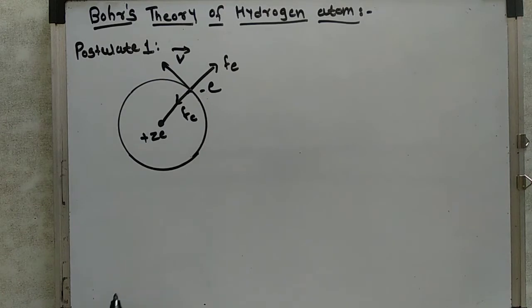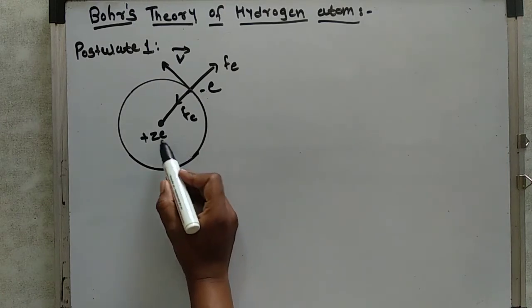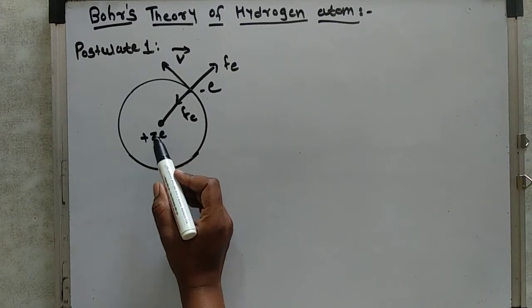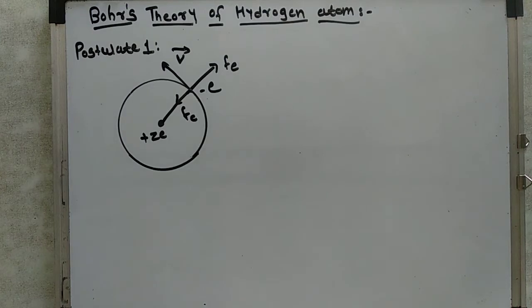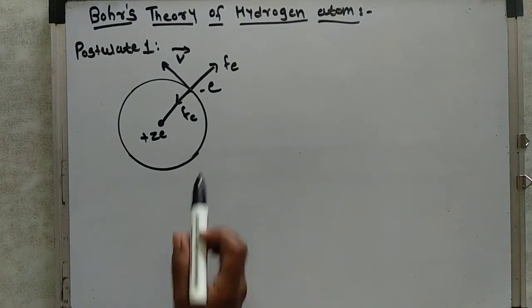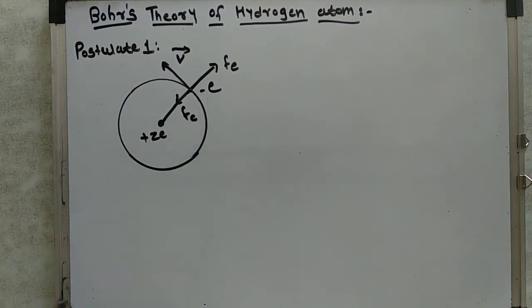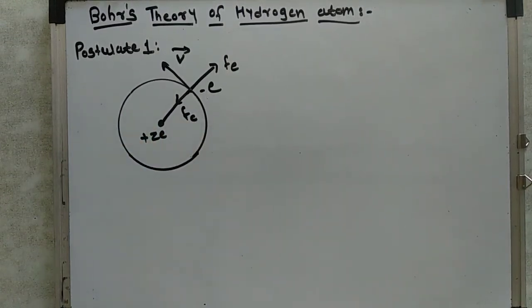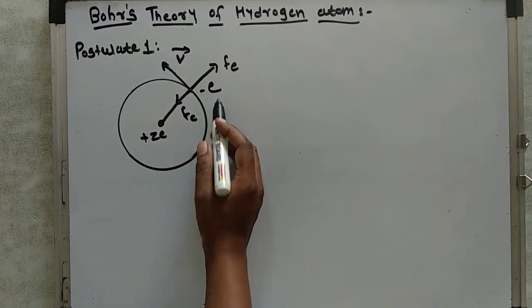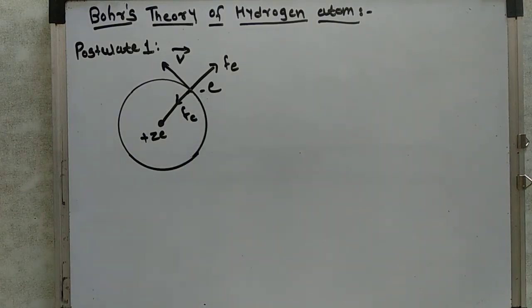An atom consists of a small heavy central part called a nucleus, in which the whole of the mass and positive charge of the atom are concentrated. The negatively charged electrons revolve around the nucleus in closed circular orbits. The centripetal force required for rotation is provided by the electrostatic force of attraction between the positive charge and the negative charge of the electrons.